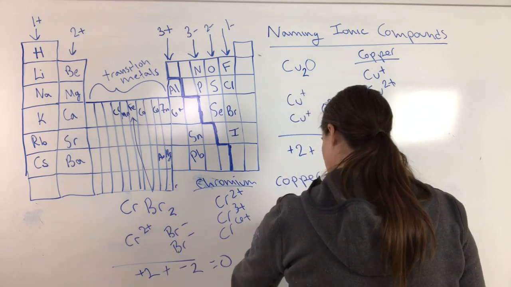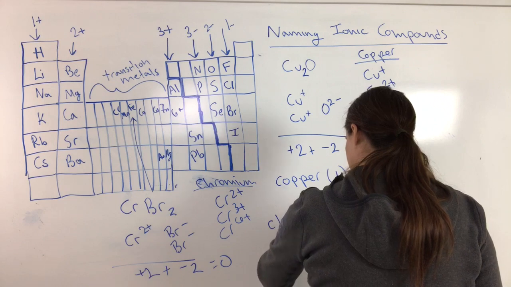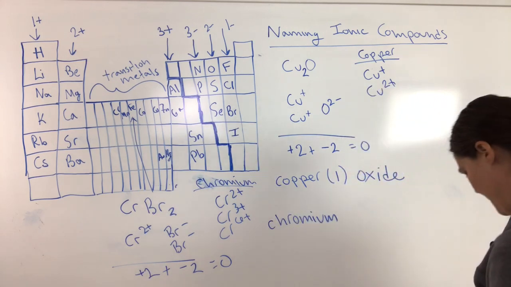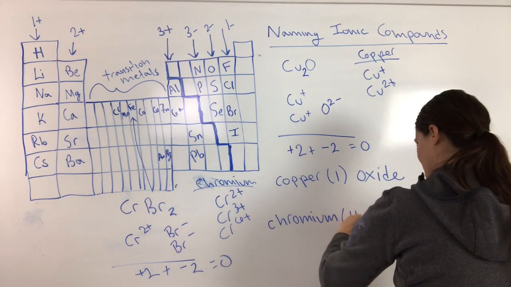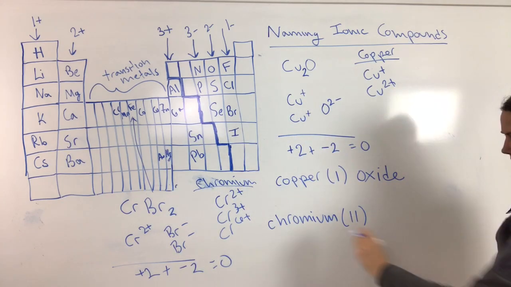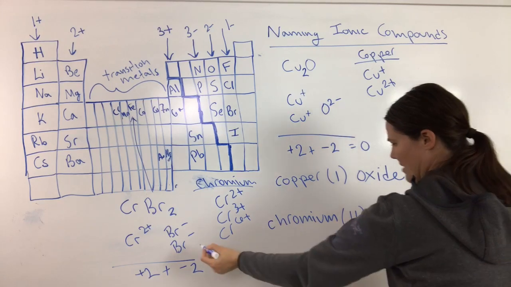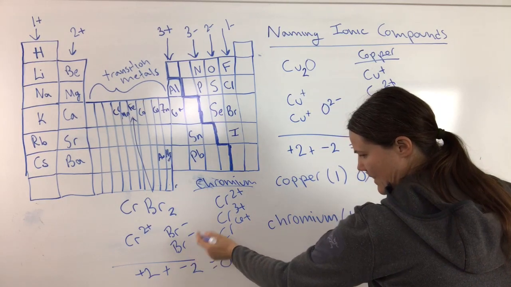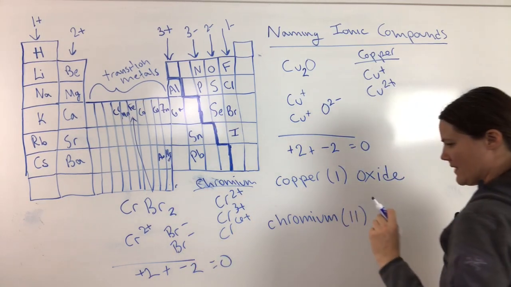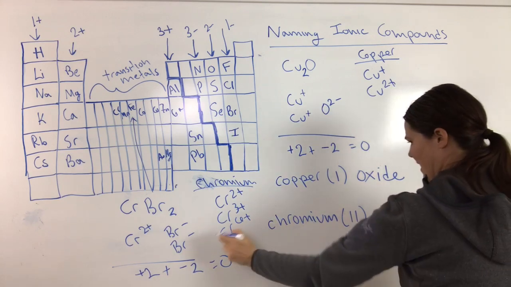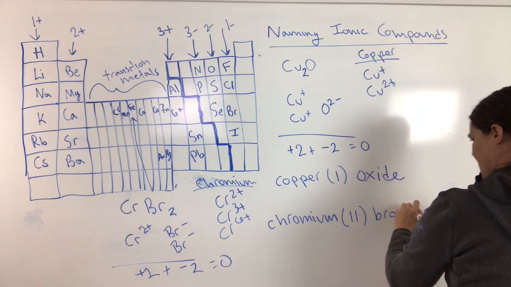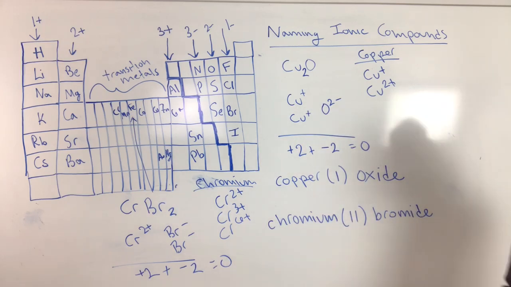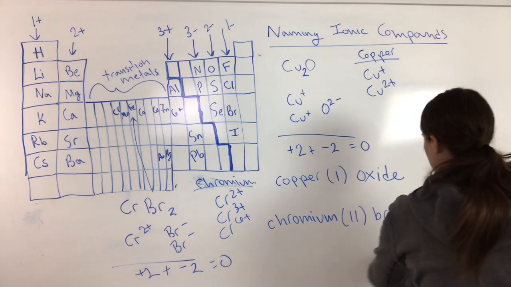So we write the first element, so we have chromium, and then it has a +2 charge, so we write the Roman numeral for 2. So we have chromium 2, and then we write the first syllable of the second element, so that would be bro from bromine, and add "ide" to it. So this is bromide. So chromium 2 bromide. I'm going to erase some of this and do a couple more.